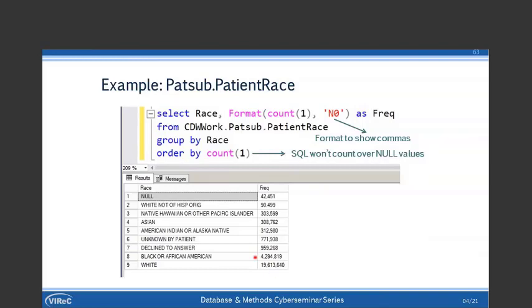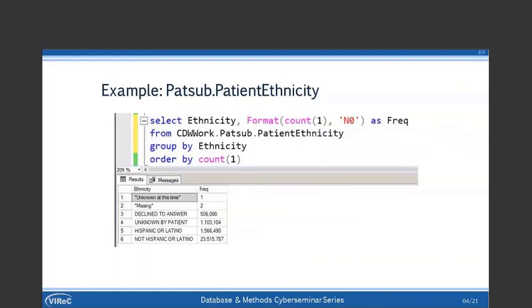Otherwise, we can see that most of our veterans are white, followed by black, and we do have data that are unknown or declined. Similarly, for ethnicity, we can summarize those data. Most veterans are not Hispanic or Latino. We have declined and unknown. In this particular case, we don't have very many null values, but again, patients that are missing these data will just simply not have a record in the table.